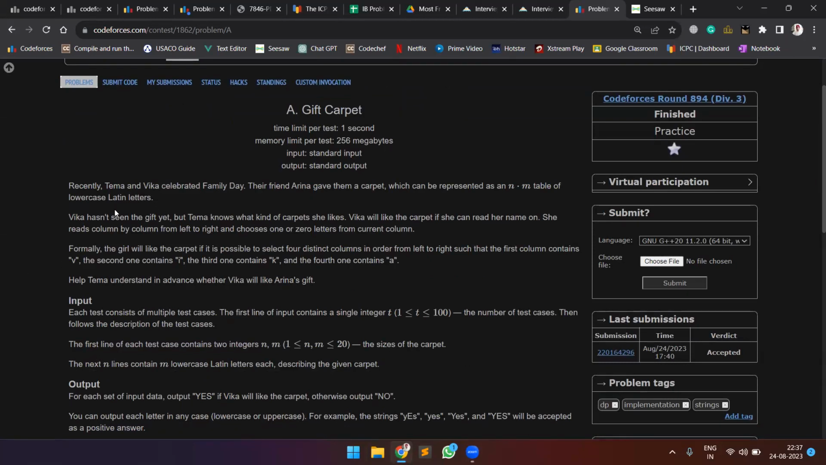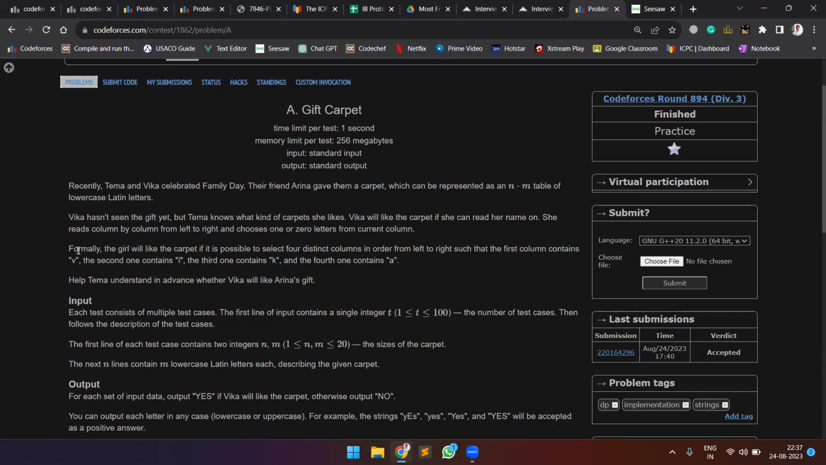There is an n by m grid of letters, and in that grid this girl Vika selects some of the columns. She selects exactly four columns among them, and among those four columns, in the first column there should be at least one v, in the second one at least one I, in the third one at least one k, and in the fourth one at least one a.